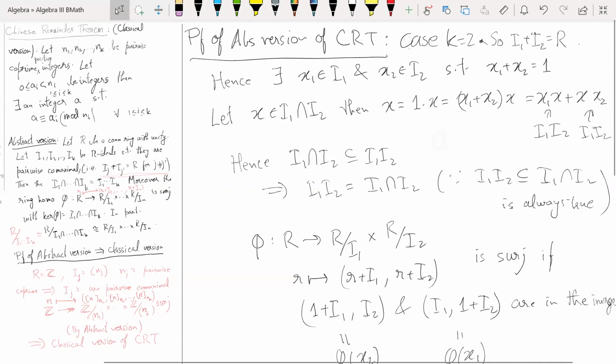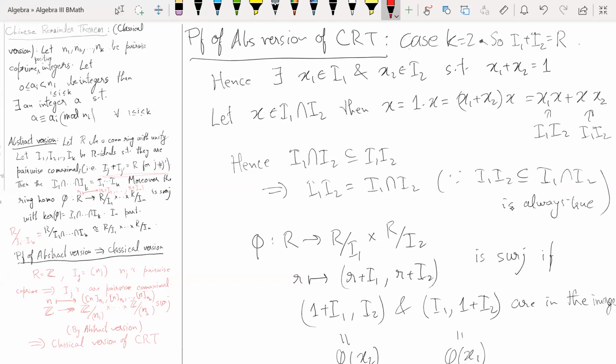So what do we have? We know that I1 plus I2 is R. So what does that mean? That means, since k equals 2 means there are only two ideals, and if I1 plus I2 is R, we can find elements x1 in I1 and x2 in I2 such that their sum is 1. That's what this condition implies.